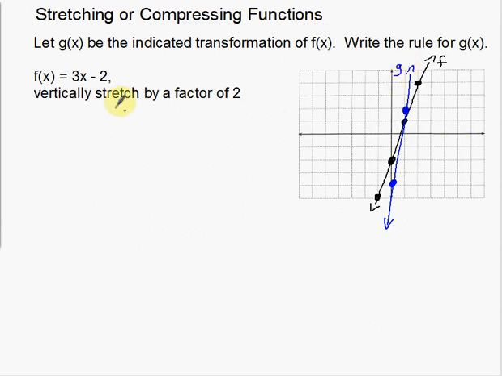Now notice we are vertically stretching. So notice everything is getting taller. The slope is getting bigger. The y-intercept is getting more negative. You can call that getting bigger. Little things like that. Okay.